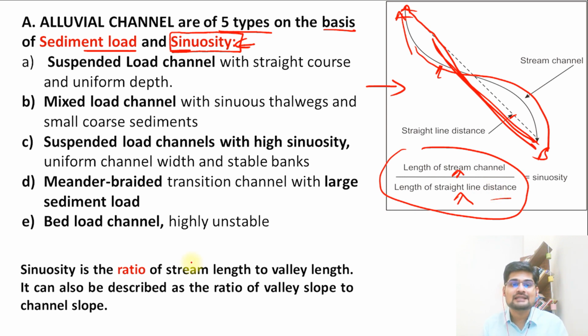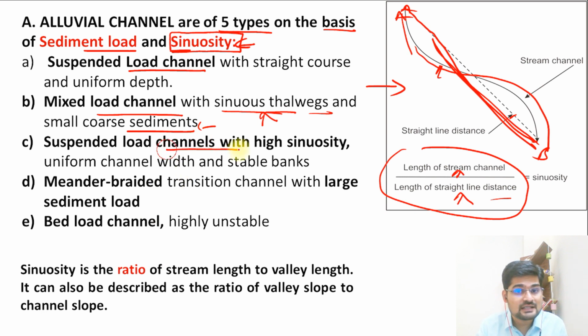So sediment load and sinuosity are two factors on which the alluvial channels have been divided into five types. One is called suspended load channel. The name itself suggests it has lots of suspended load. Then it has mixed load, which is part of the sinuous thalwegs and small coarse sediments. So if the thalwegs are sinuous in nature, that is where the coarse sediments are there. So coarseness is also important, where you have mixed load channel.